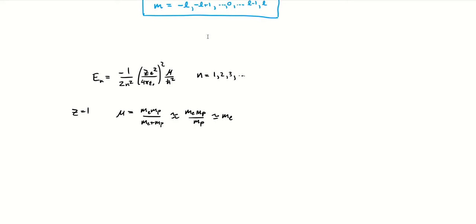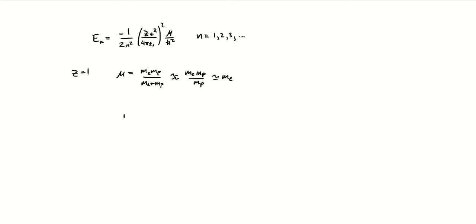If we take that approximation, this energy can be rewritten in terms of the rest mass of the electron, and this becomes negative 1 over 2n squared, that rest mass of the electron times e squared over 4 pi epsilon naught h bar c, all squared. And we can define this term as alpha, which we call the fine structure constant, which you may have heard of.